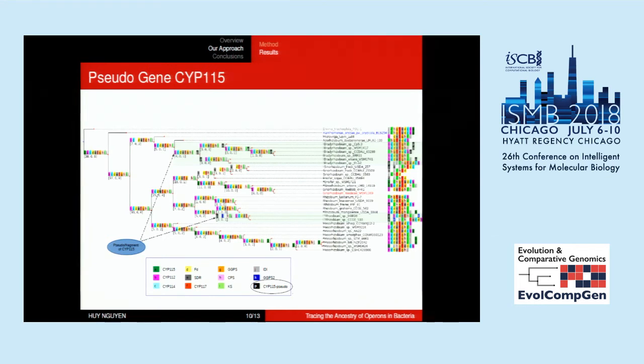One other interesting thing is that those that don't have CYP115 have a fragment of it, which is basically a pseudogene of it. Then we also found that the pseudogene of CYP115, which is denoted by the letter P, regained into the gene block at those two clades. We don't have an explanation for it, but it's quite an interesting observation.